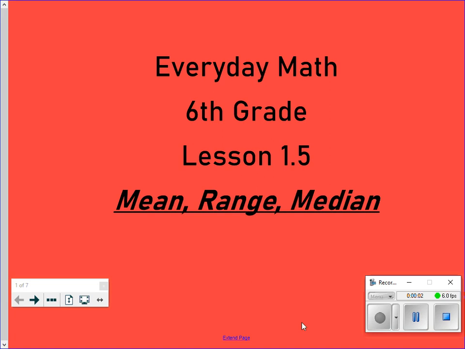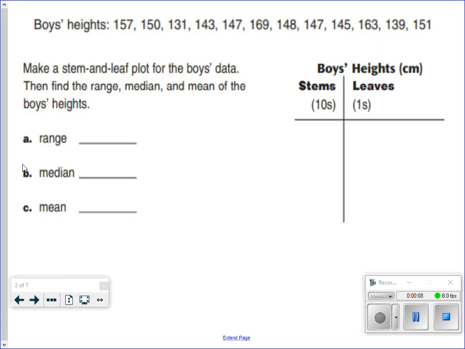Hello, sixth graders. We're going to be spending a little more time working with mean, range, and median. So let's take a look at this set of data right here. Make a stem leaf plot for the boys' data, then find the range, the median, and the mean of the boys' heights.